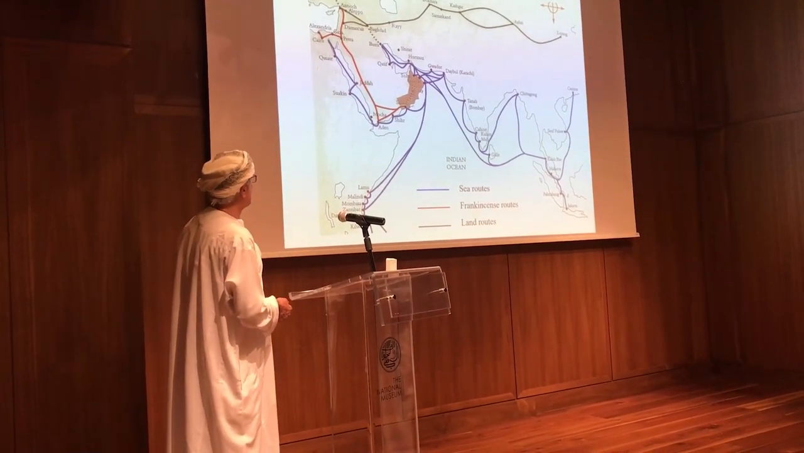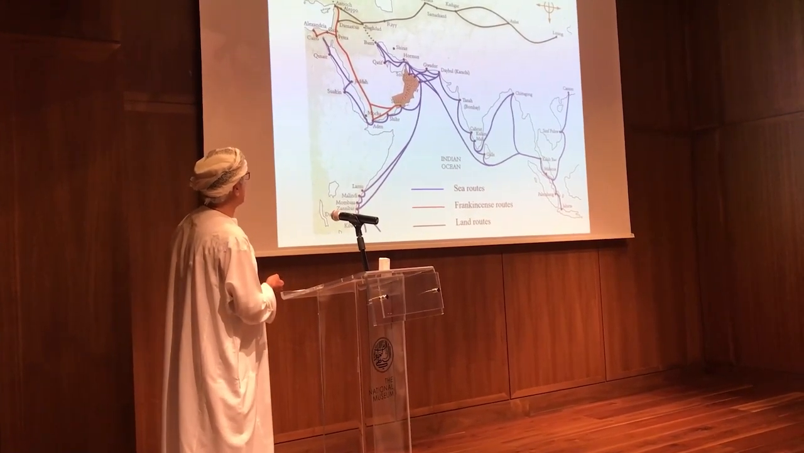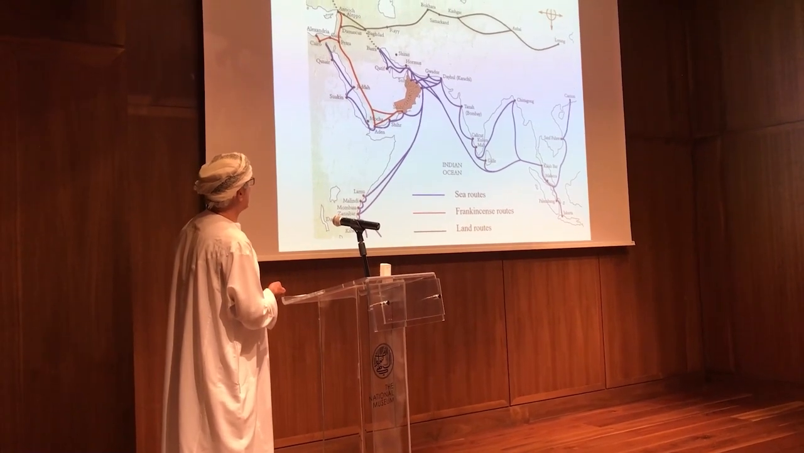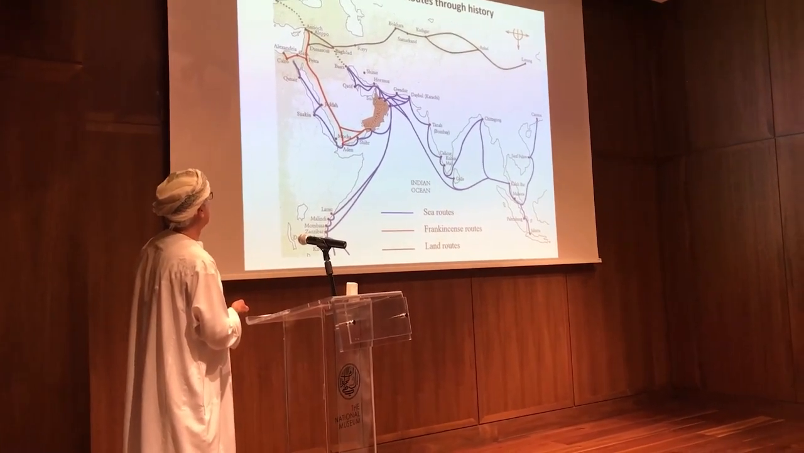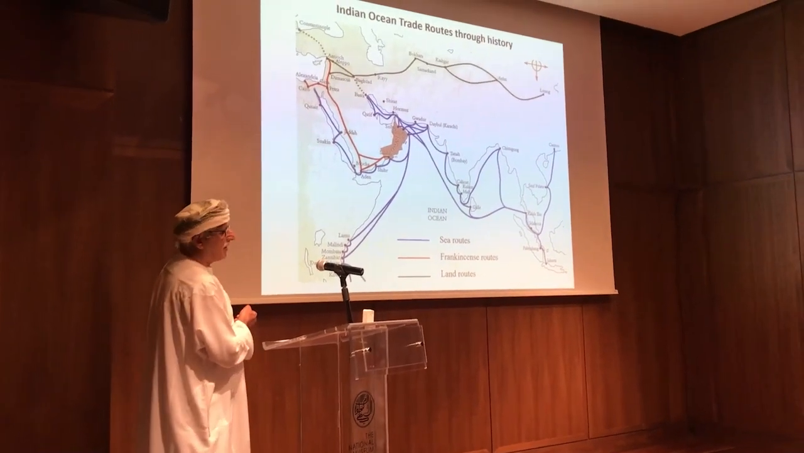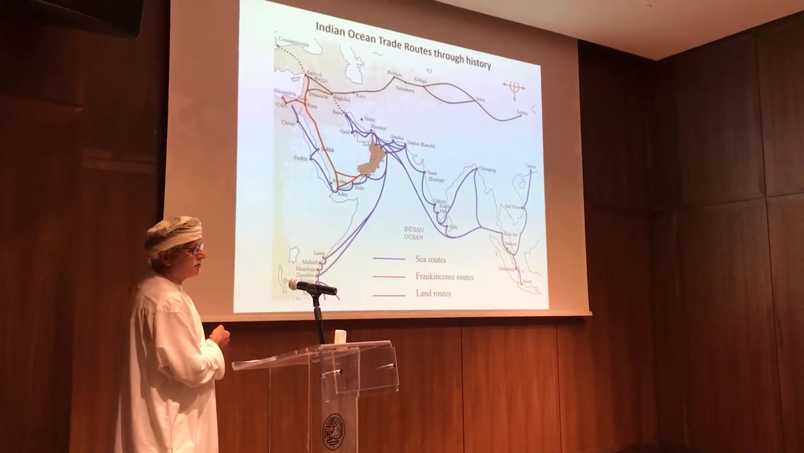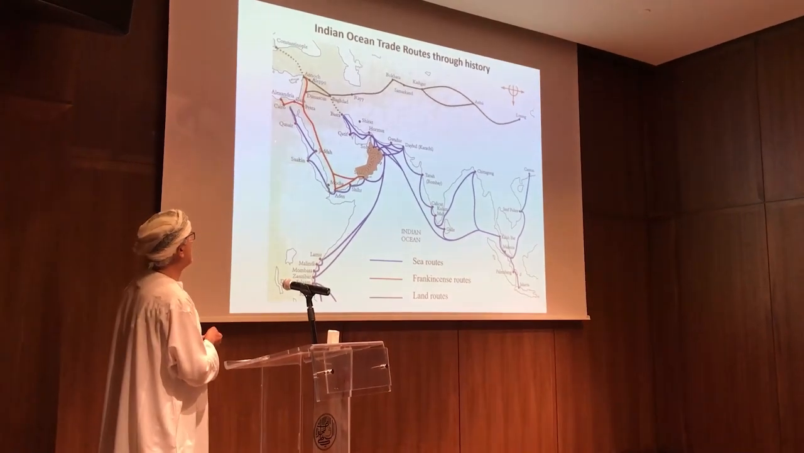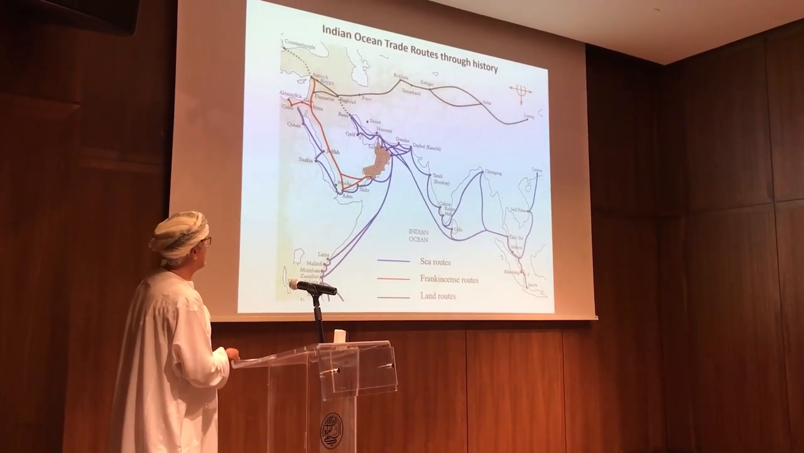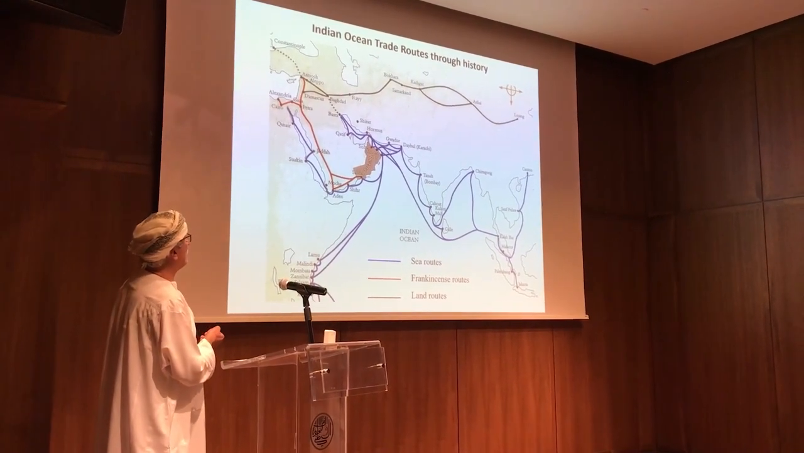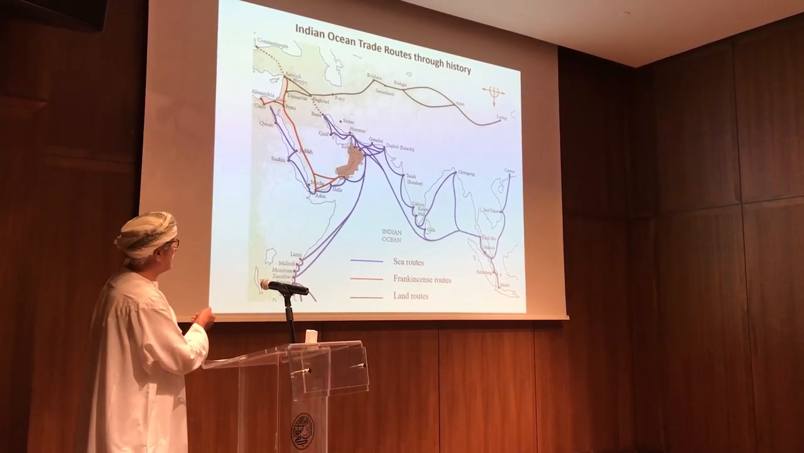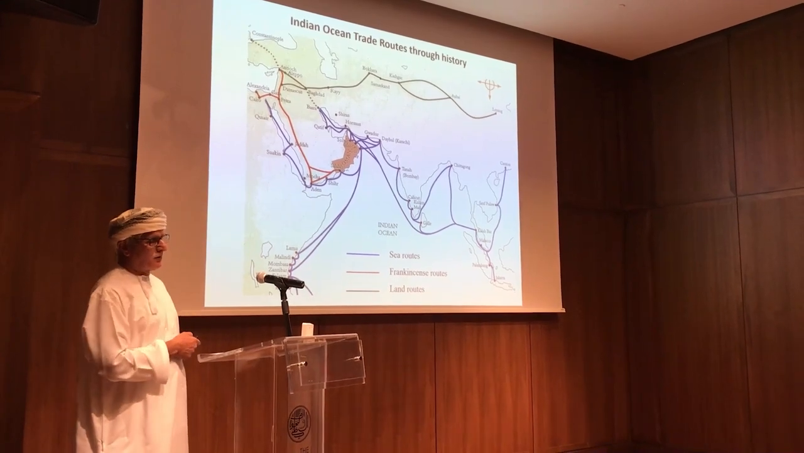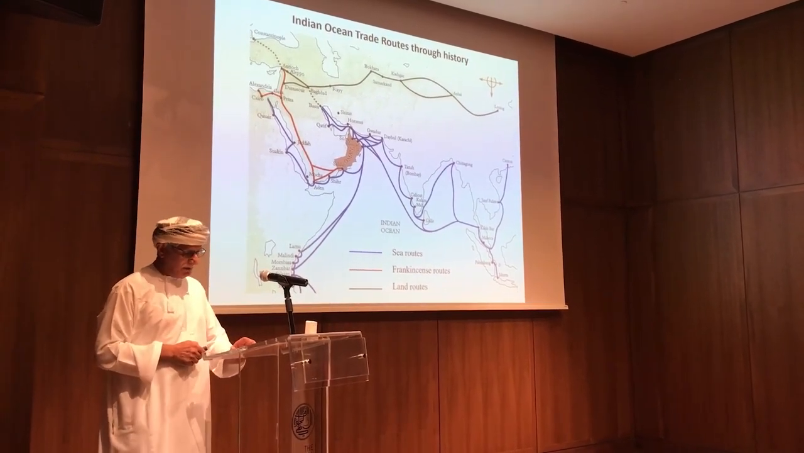You had frankincense routes that were going from southern Oman. Of course, this area was not part of Oman until recently, but from Dhofar, from Yemen, they used to go to the Roman Empire, where frankincense was used in their religious ceremonies. And the land routes went all the way to China, and the sea routes, you can see as described. So we're talking about pre-Islamic times here.